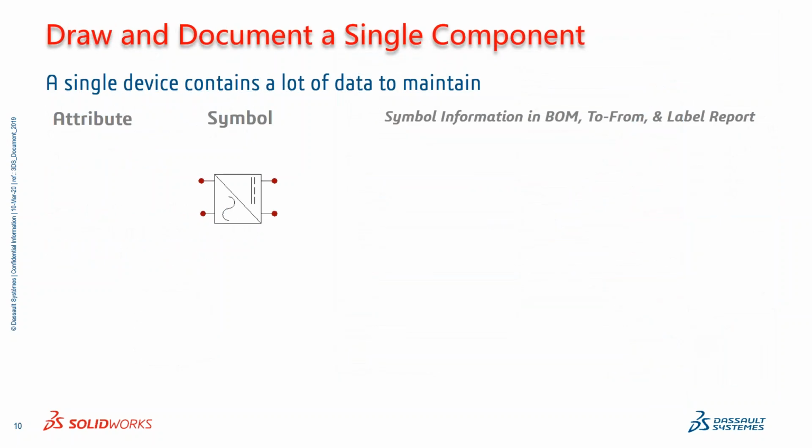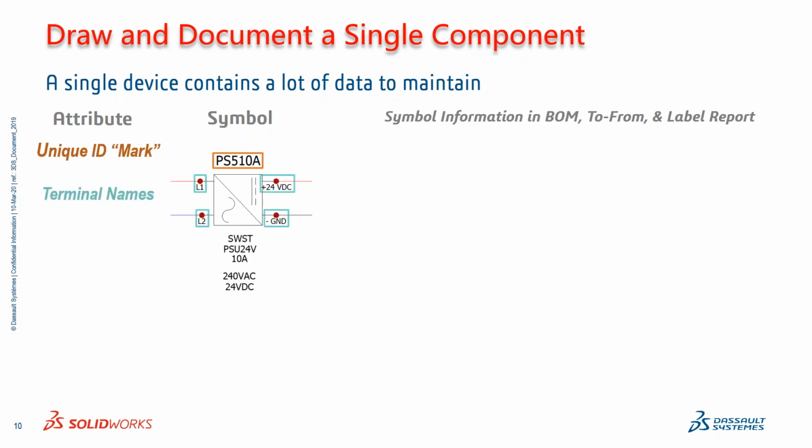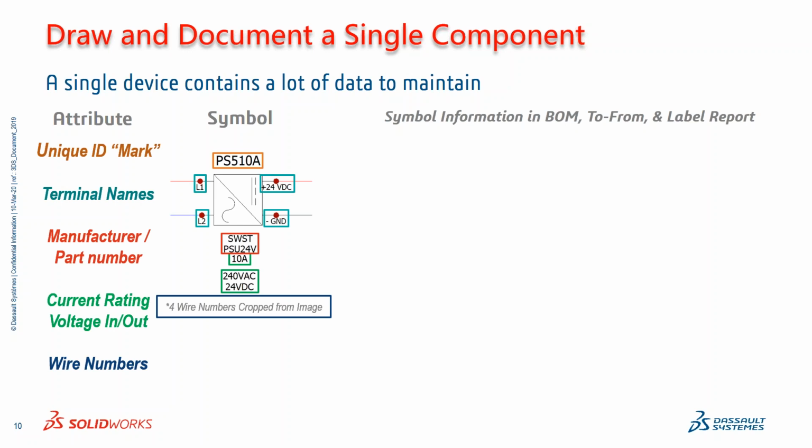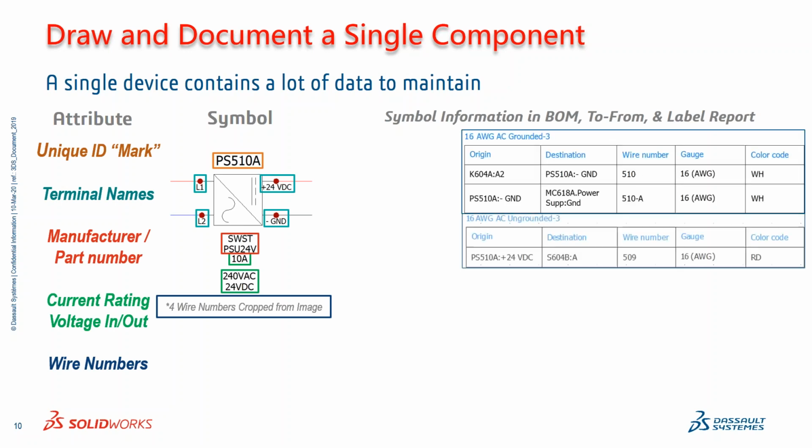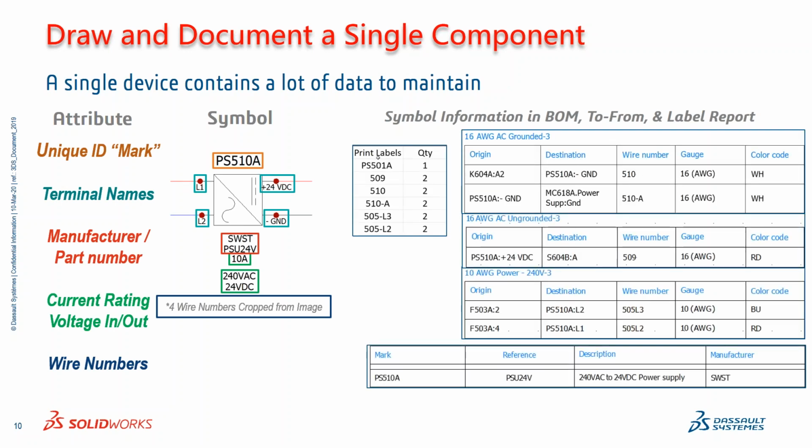Speaking of symbols and parts, we have this basic power supply. I didn't have time to actually change this to a hydraulic symbol or anything like that, but we get the idea with a symbol. There's a lot of different pieces of information within every single one of our symbols. And now that information can be pushed out, as we said before, into our bill of materials, to-from lists and so on and so forth, rather than trying to type everything out.